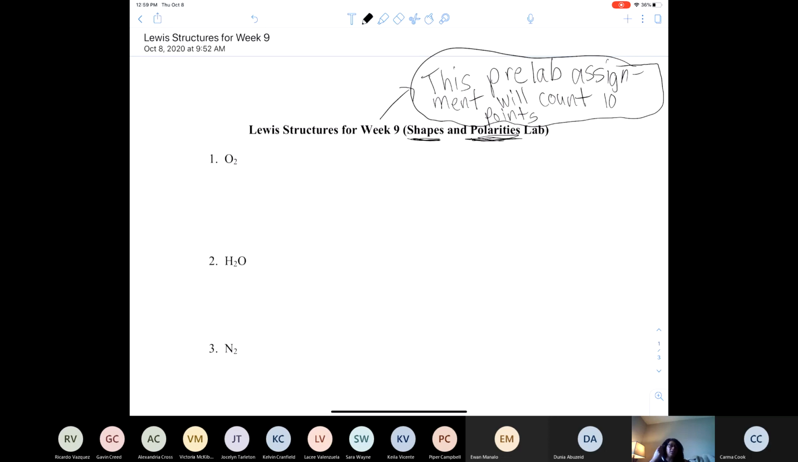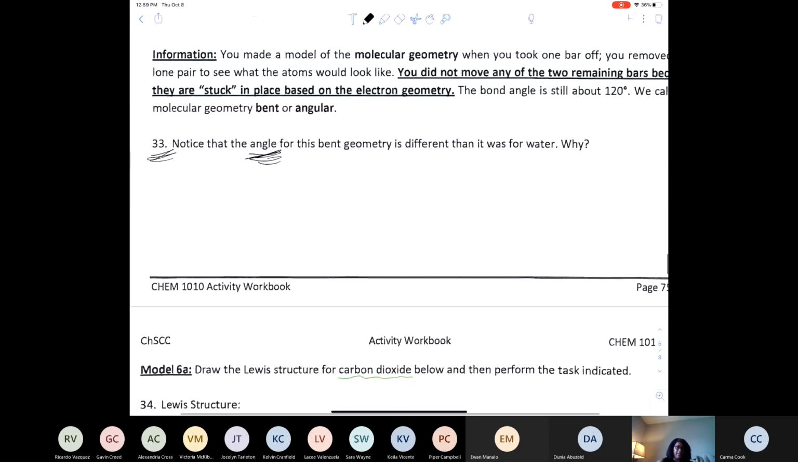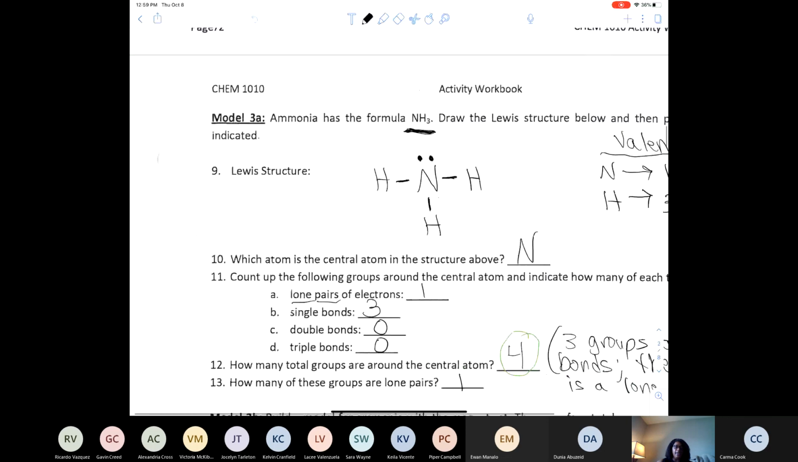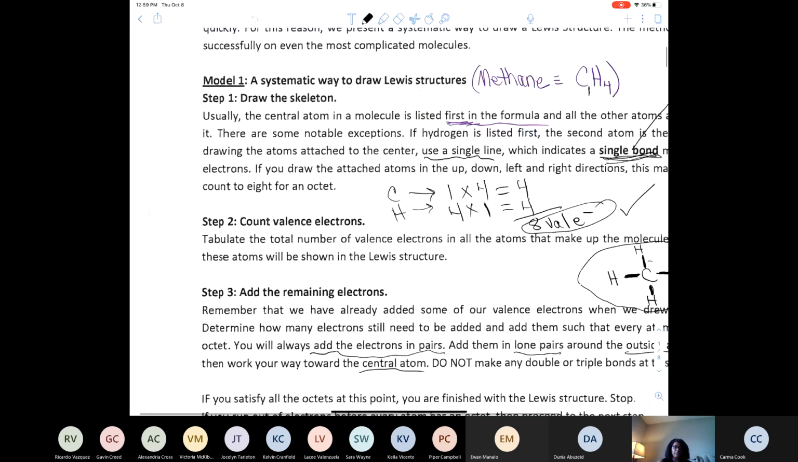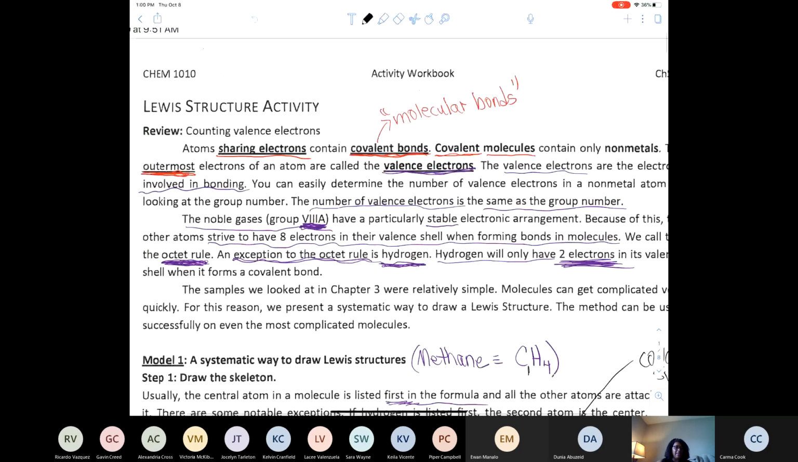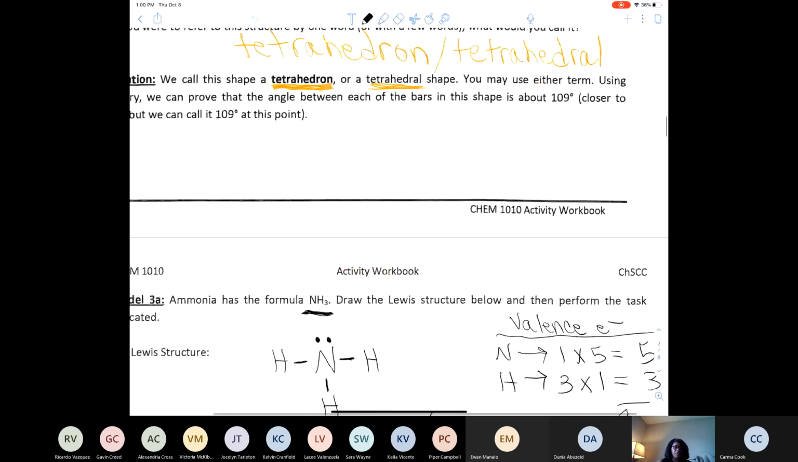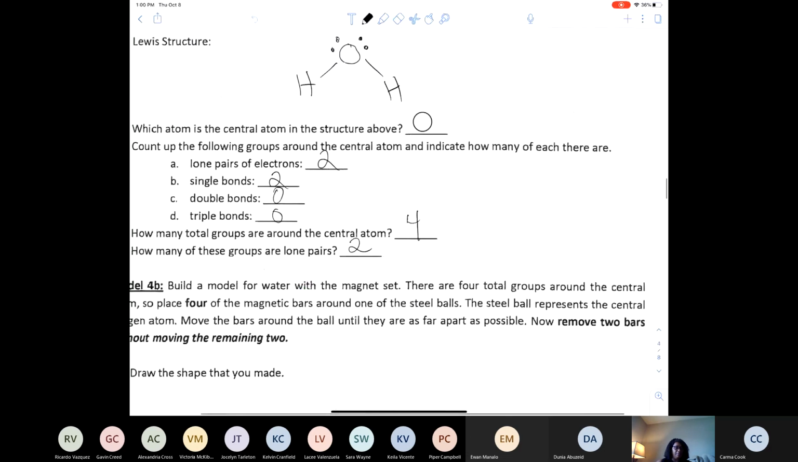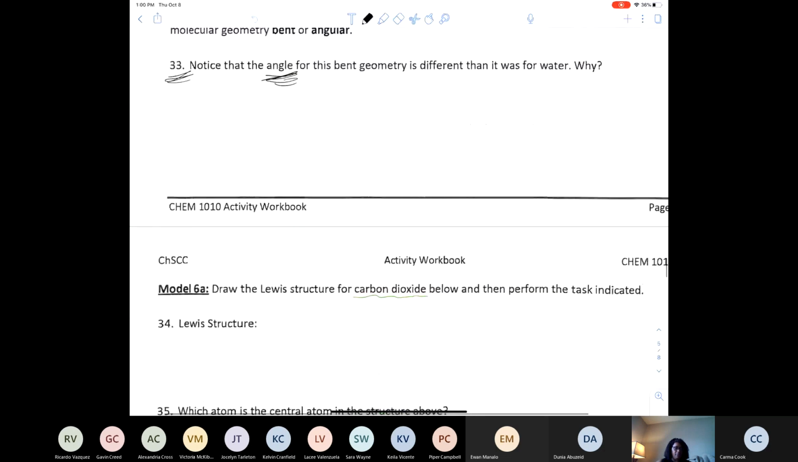So if there aren't any questions about this week's lab, this document is all you need to submit for this week, okay? So submit this completed activity document for Lewis structures to the Lewis structures lab Dropbox by 11:59 p.m. Friday night of this week. That is tomorrow.